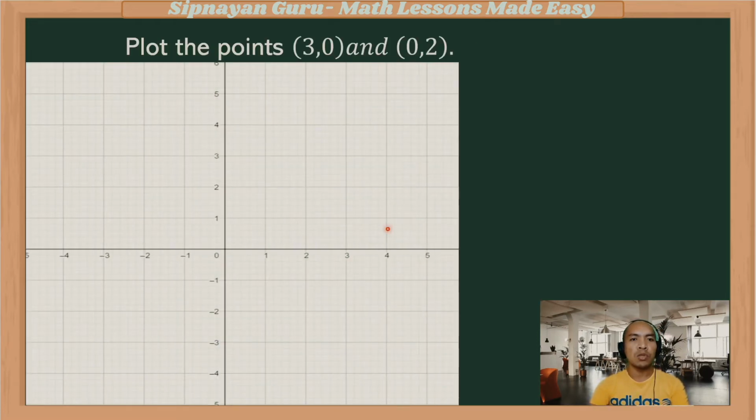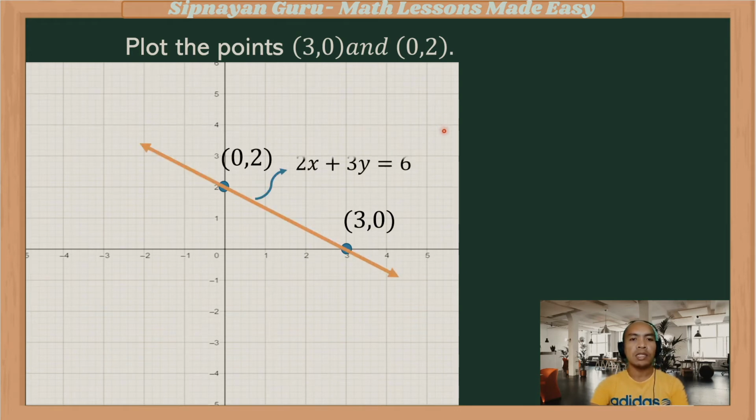So let's graph those two coordinates in the Cartesian plane. So first, the x-intercept, (3, 0), and the y-intercept, (0, 2). Connect them. So this is the graph of the equation 2x plus 3y equals 6.